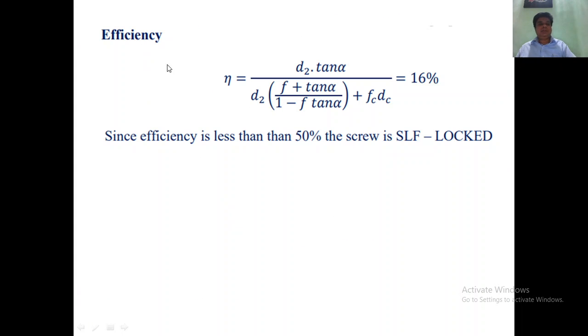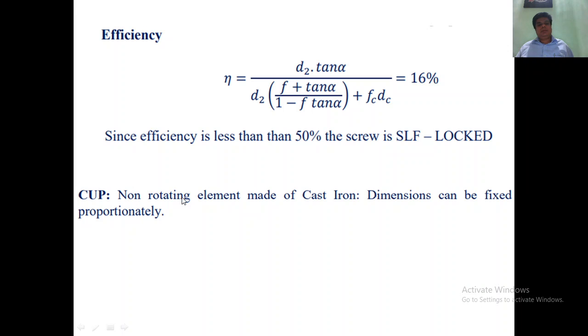Coming to the efficiency, again you can calculate the efficiency. The formula is there, and since the design is safe and all the dimensions are already taken, it will be less than 50%. If you calculate the efficiency for this screw rod and it is less than 50%, then it is self-locking. When you calculate the efficiency, it comes to 16%. So it's a very well designed screw jack. The self-locking condition is satisfied. That's what is required in the screw jack.